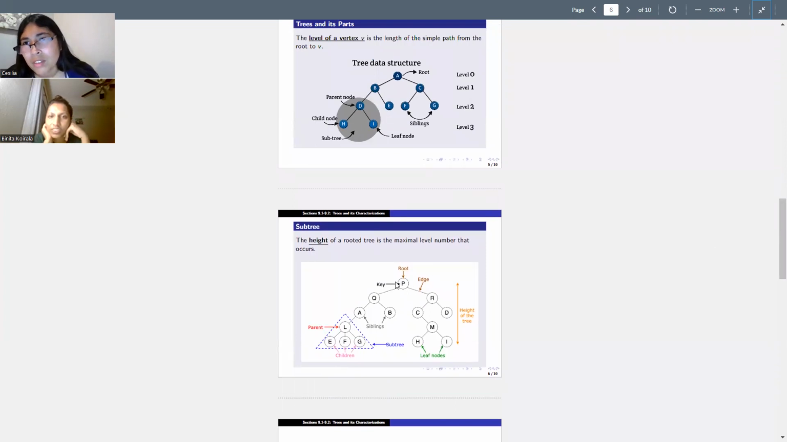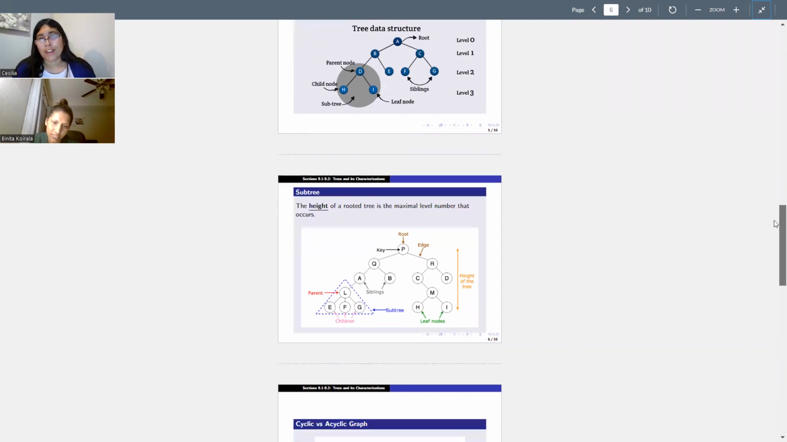With the root being level 0, Q and R are level 1. A, B, C, and D are level 2. L and M are level 3. And E, F, G, H, I are level 4. Yes. Okay, I remember that.